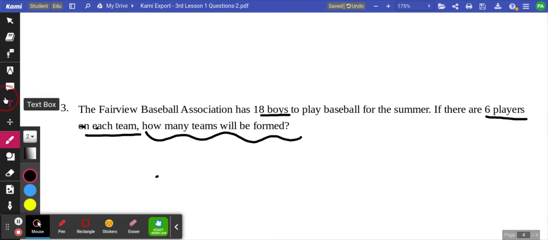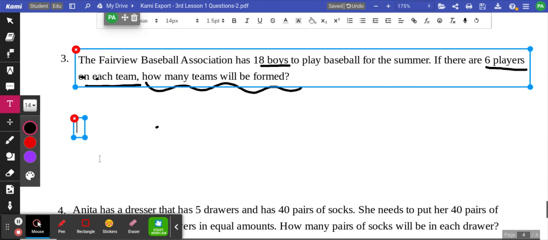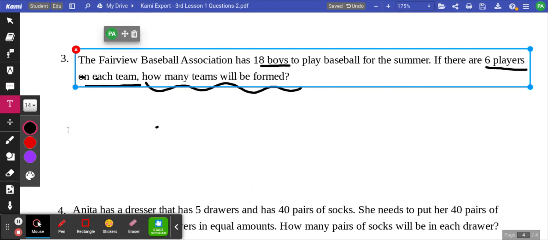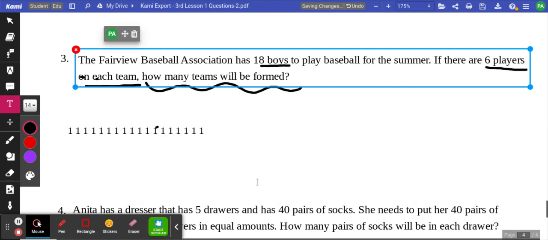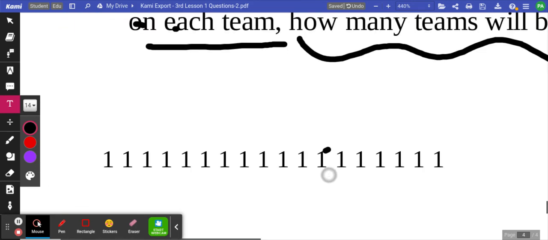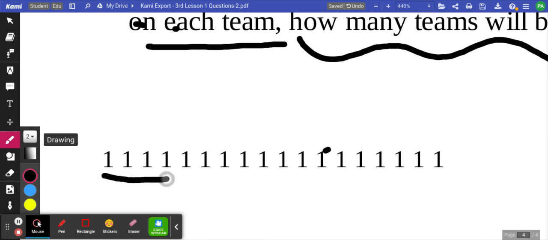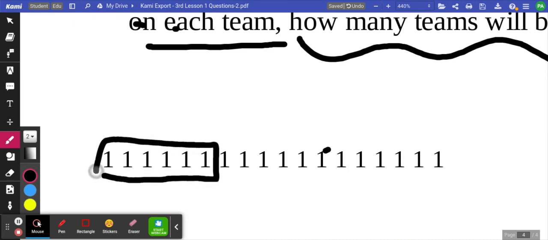So to make it easier on ourselves, let's create a little visualization. Let's create these 18 players. So 1, 2, 3, 4, 5, 6, 7, 8, 9, 10, 11, 12, 13, 14, 15, 16, 17, 18. And now we're going to divide these players into groups of 6. So we're going to split them off, and that's how we find out how many teams are formed. So let's see. 1, 2, 3, 4, 5, 6. That's one team.